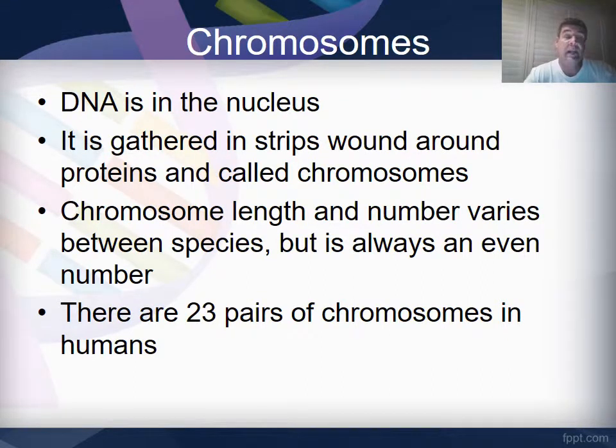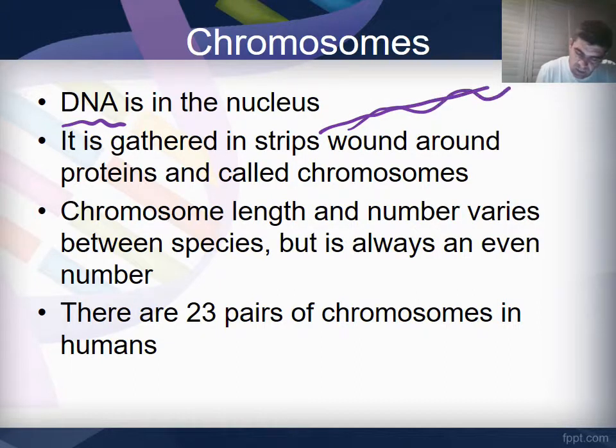Firstly, we now know from our experiments and also from our theoretical work that the DNA is located in the nucleus of the cell. It's gathered in strips, long chains that are wound around proteins, and these long strips are called chromosomes. Chromosome lengths vary in their number and also in how long they are between different species. But the number of chromosomes is always an even number.